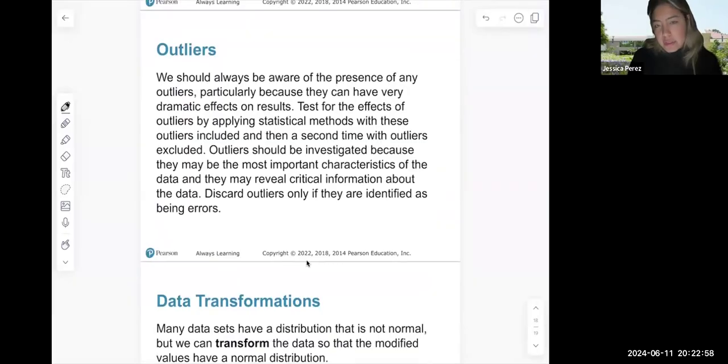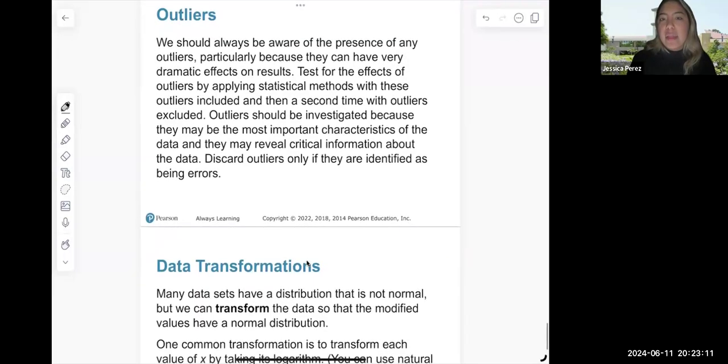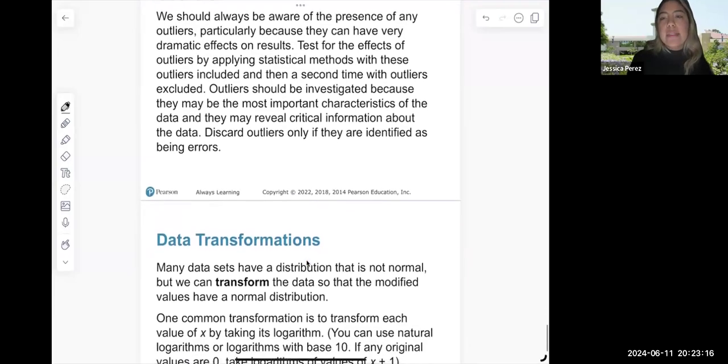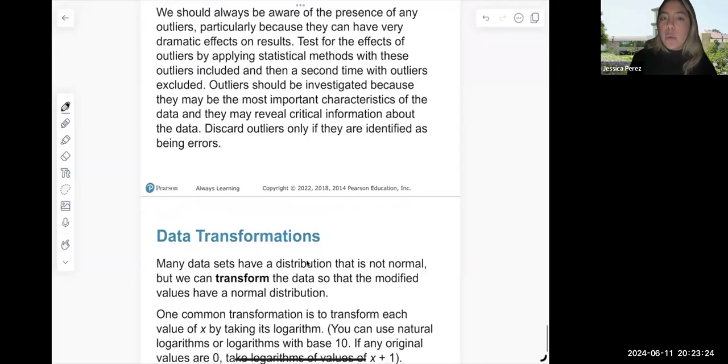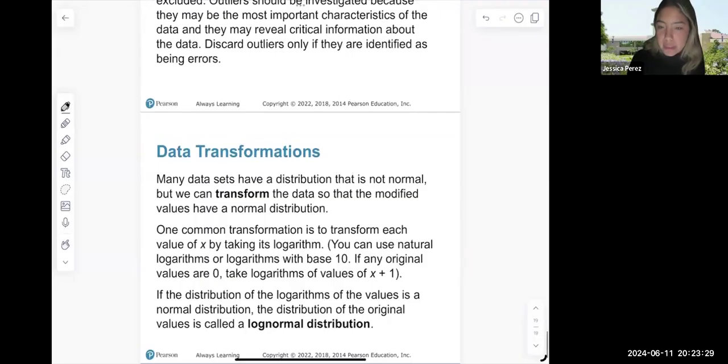For these few slides, we talked about outliers and the definition of what that is. We should always be aware of the presence of any outliers, something that will drastically change your results. Test for effects of outliers by applying statistical methods once with the outliers, and then a second time with outliers excluded. So what happens when you remove the outliers? Is it now normal? Sometimes you're going to be able to discard outliers only if they're identified as errors. Otherwise, they will remain.